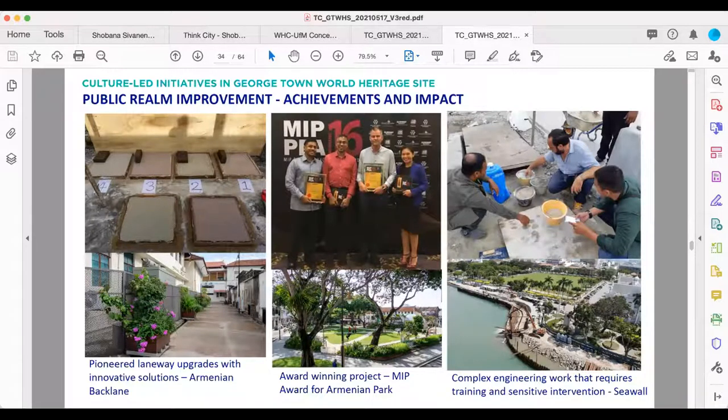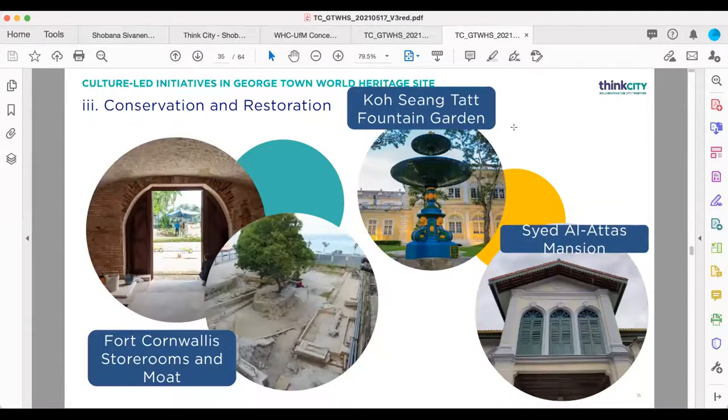Part of the public realm improvement also included the reconstruction of the seawall, which involved complex engineering, and also how to rebuild a historical wall using new techniques, but in compliance with the standards set by the regulatory authorities to comply with the listing as a historic site. So these are some of the conservation works that have been done to sites where we have been restoring the old forts, reintroducing the moat back into the city, and rehabilitating monuments and historical mansions that were in the city.